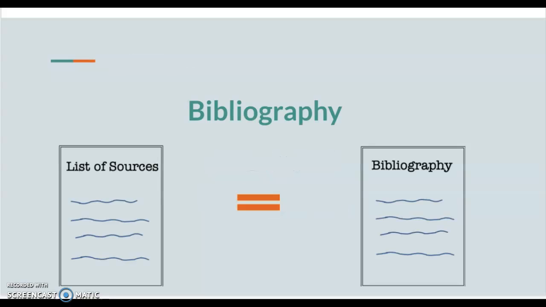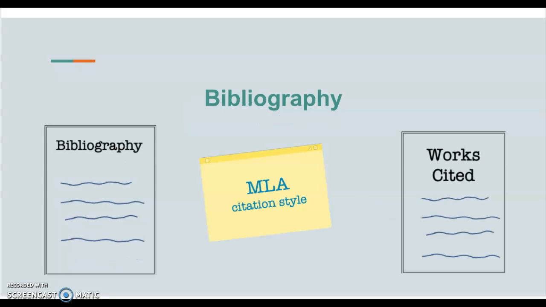Let's break it down. Let's start with bibliography. We know that when we're writing a research paper, we compile a list of sources. That list is the bibliography in citation format. This list is titled Works Cited if you are using the MLA citation style.